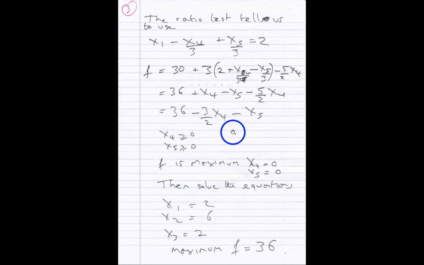x4 and x5 have to be greater than or equal to 0, the way we set the problem up, and that means if x4 or x5 are greater than 0, they'll just decrease this f. So you get the maximum when x4 equals 0 and x5 equals 0. That tells us the optimal solution. Originally we had 5 unknowns and 3 equations. Now we've set 2 of the variables equal to 0, so there are 3 unknown variables, x1, x2 and x3, and we can solve our original equations to give x1 equals 2, x2 equals 6, x3 equals 2, and the maximum of f is 36.